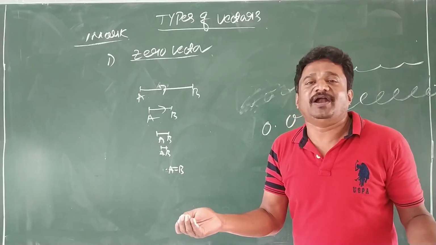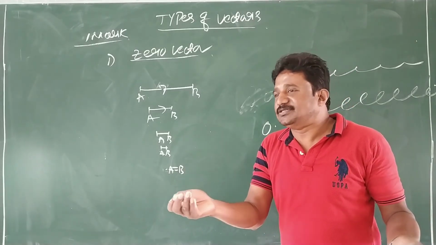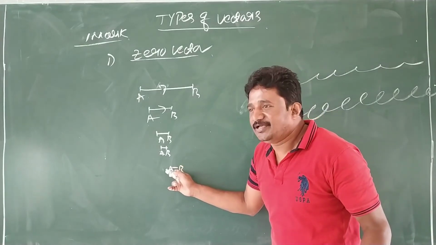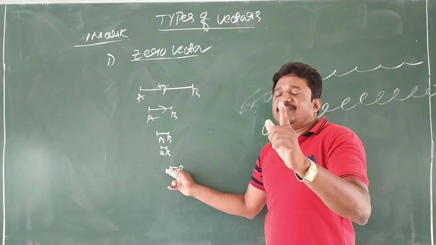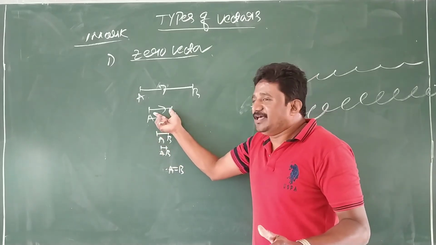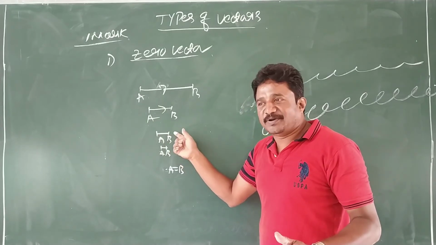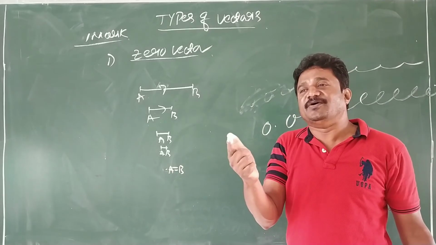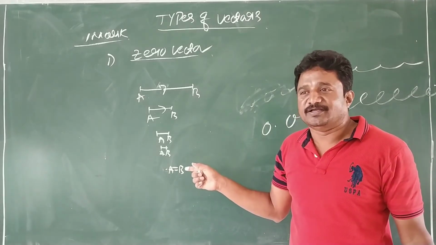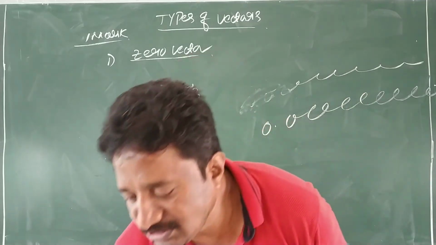Zero vectors are nothing but what? Points. Zero vectors are nothing but points. Tell me the direction of this point. Does it have a direction? No. We cannot say. For this vector, there is a direction from A to B. For a point, no direction. We cannot give a particular direction for that point. Points are nothing but what? Zero vectors.